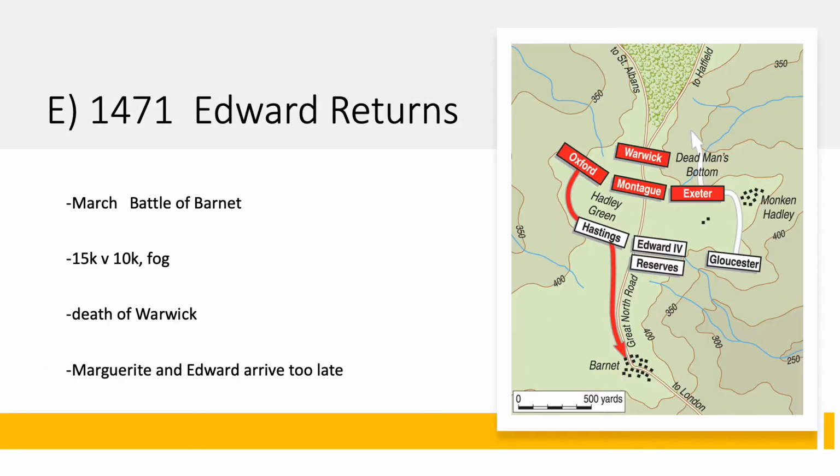However, they prove to be short-lived. In March of 1471, Edward returns. He engages the Lancastrian forces at the Battle of Barnet. You can see Edward here, and then Lord Hastings has the van, and Edward's younger brother Richard, who's the Duke of Gloucester, has the other flank.